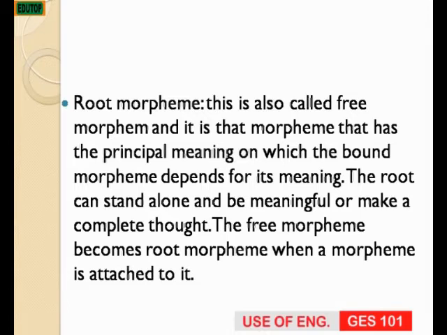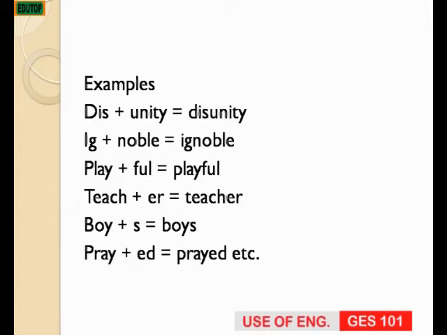Let us see these examples. This plus unity to form disunity. In this word, we have a root word which is unity, and this is a bound morpheme which has been attached to it. Other examples are ignoble, and our root morpheme is noble. Playful. From this we have play as our root morpheme. Teacher. Teach is our root morpheme, while the ER is the bound morpheme.